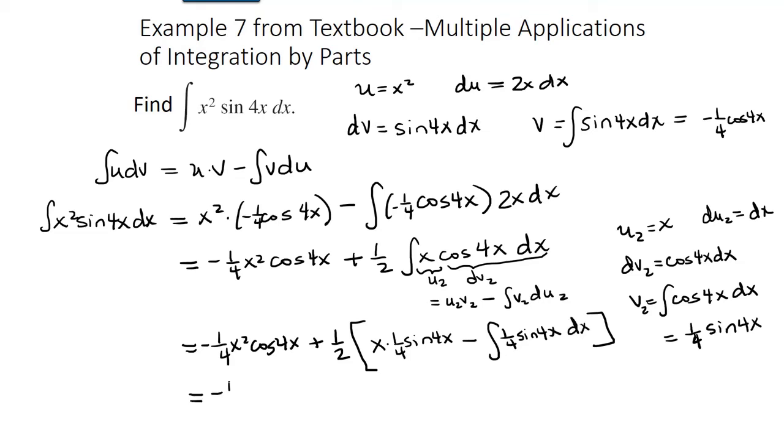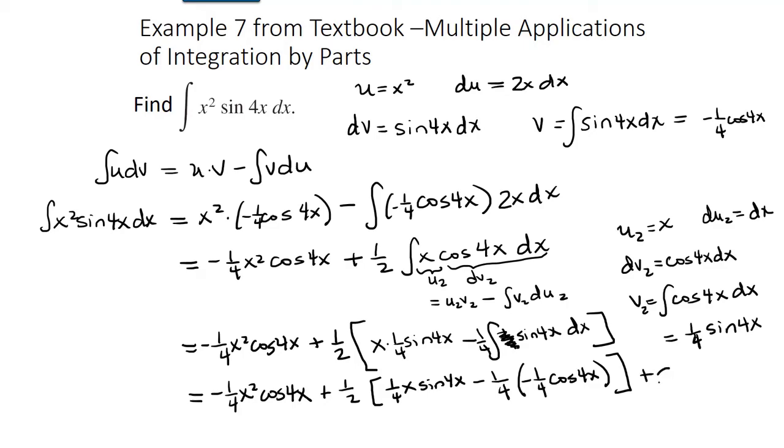We have negative 1/4 x squared cosine of 4x plus 1/2 times 1/4 x sine 4x. I just prefer that order. And then I'm going to think of the 1/4 here out front. So the integral of sine of 4x dx, remember we found before, was negative 1/4 cosine of 4x. So what we have here is negative 1/4 times negative 1/4 cosine of 4x plus C.